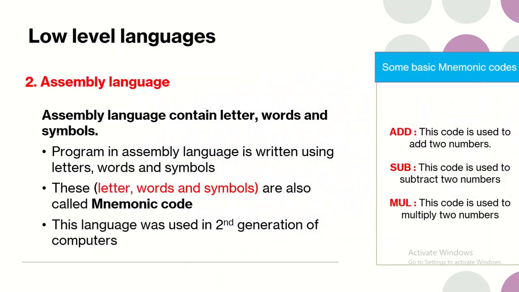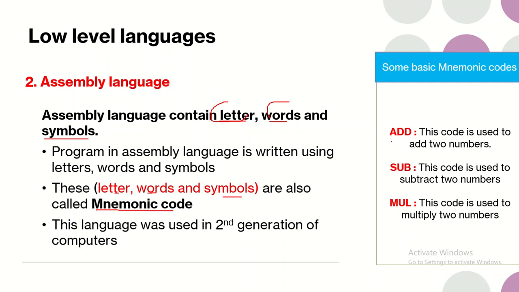The second one is assembly language. Now assembly language contains letters, words, and also symbols. So when you write an assembly language program, it will contain letters, words and symbols. These letters, words and symbols which you write inside the assembly language program are called mnemonic codes. Now some of the mnemonic codes are given here.